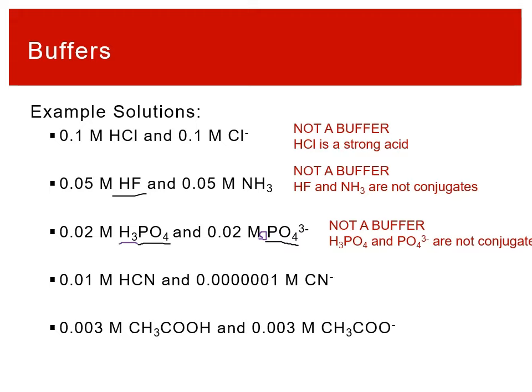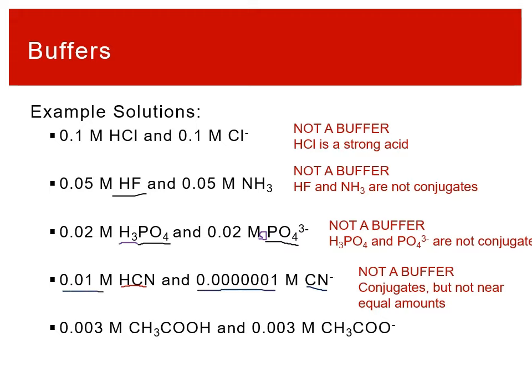Okay, well, 0.01 molar HCN, that's a weak acid, and 0.00000001 molar CN minus. That is a weak base, which is its conjugate. So we've got conjugates now, but these are not near equal amounts. This is a reasonable amount, say like 0.01 molar. This is barely any cyanide. So this would basically be what would happen if you had just a solution of HCN.